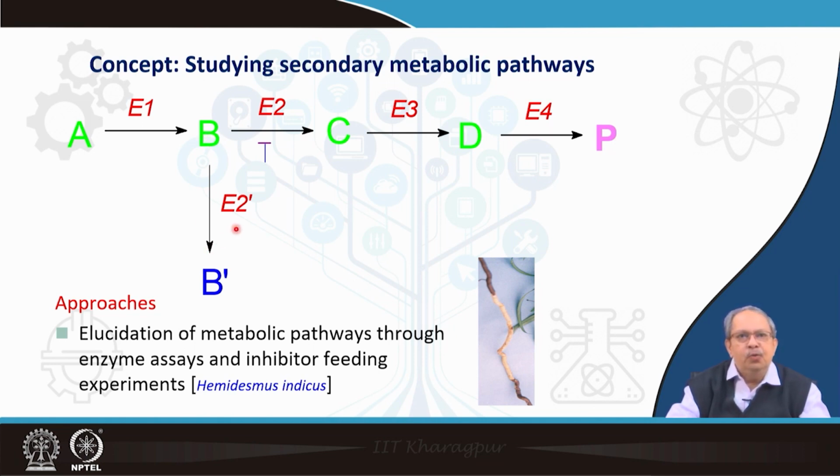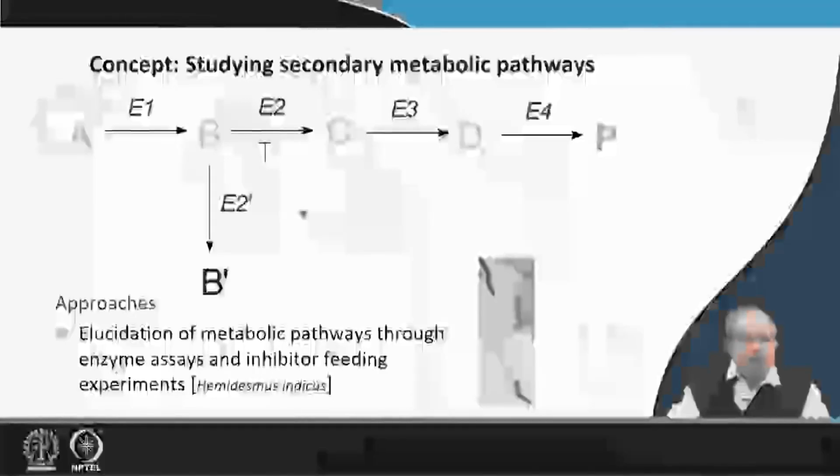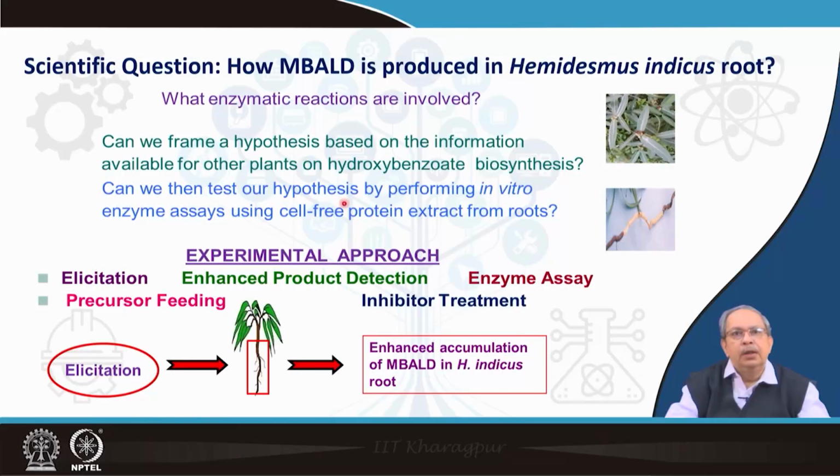And here E2 prime is basically another branching which leads to the formation of B prime. So, from B it is possible to make C, and it is also possible to make B prime. So, this must also be looked into. So, this one I have shown in one of the previous classes.